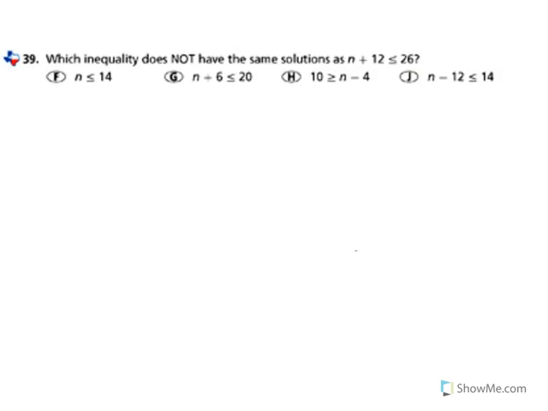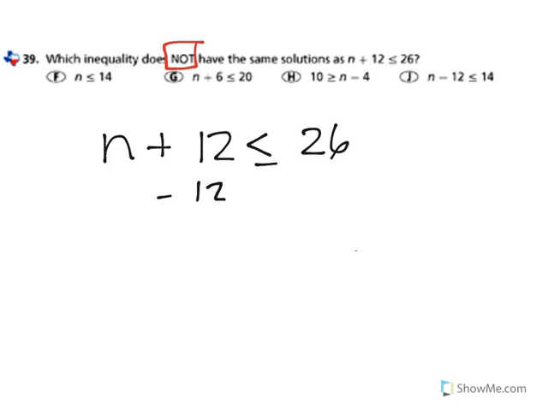Okay, so for the last question, which inequality does not, that is key, have the same solution as n plus 12, which is less than or equal to 26. Working it as an inequality the same way as I would an equation. So I'm going to subtract 12 from both sides.